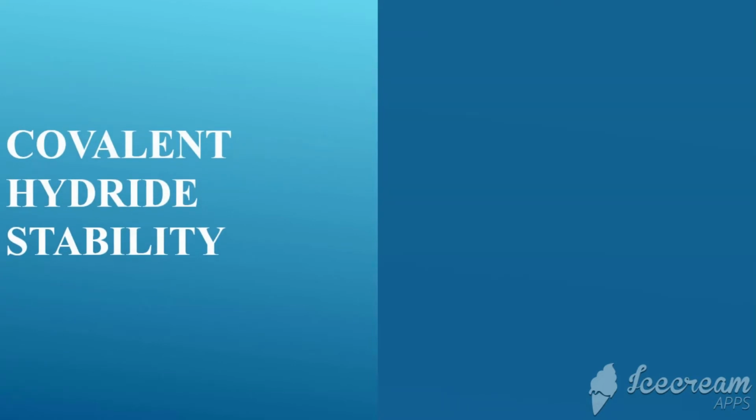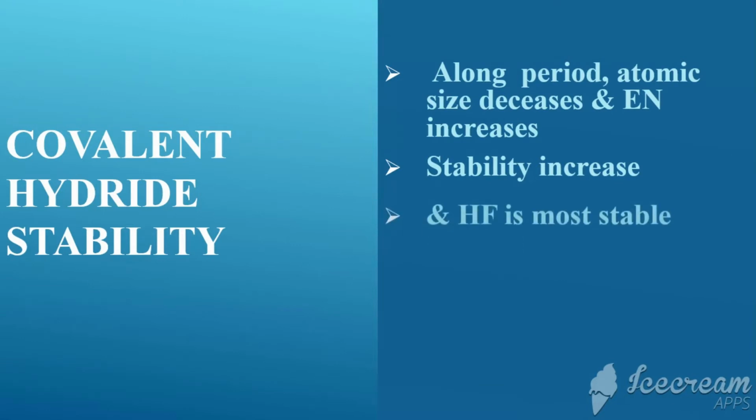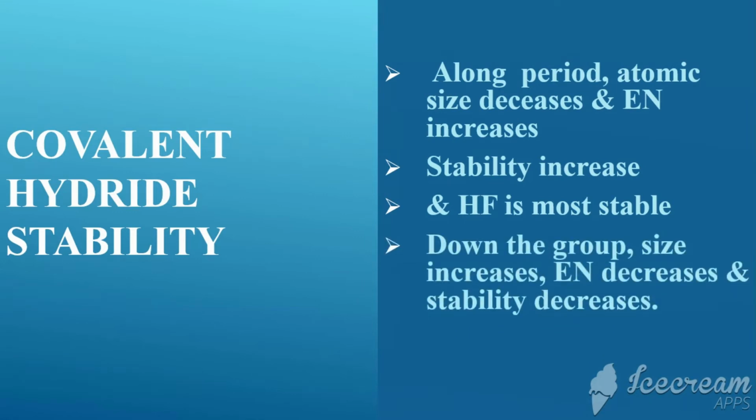Covalent hydride, we are discussing its stability along a period. You know, atomic size decreases. When atomic size decreases, electronegativity increases. When electronegativity increases, electronegativity difference with hydrogen will increase and stability will increase. Therefore, fluorine, which has electronegativity 4, and hydrogen with electronegativity 2.1, has the greatest electronegativity difference and is more stable. But when we are going down the group, size increases. When size increases down the group, electronegativity of the element decreases and electronegativity difference decreases, so stability will also decrease.